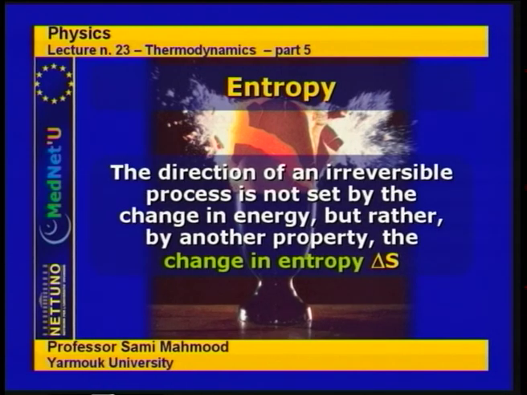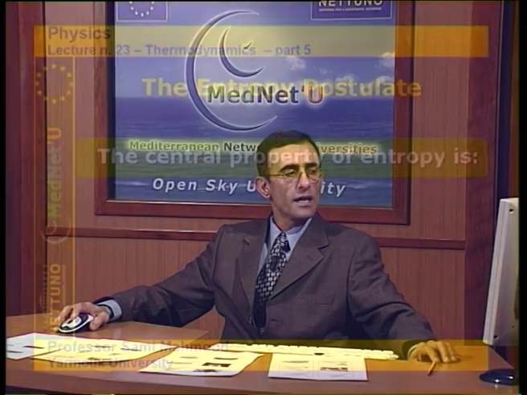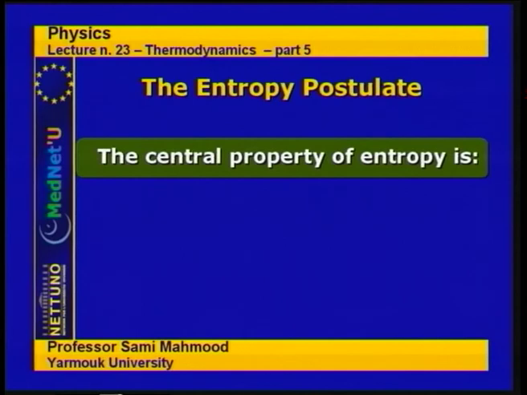If we call the entropy S, then the change in this entropy, delta S, is what dictates in which direction a given process in a thermodynamic system, a closed system, occurs. And this leads us to a postulate, which is derived from the natural occurrence of processes and events. And this is the central property of entropy.